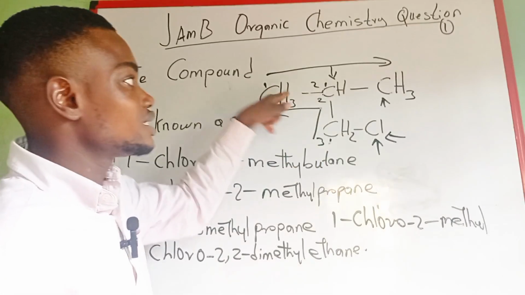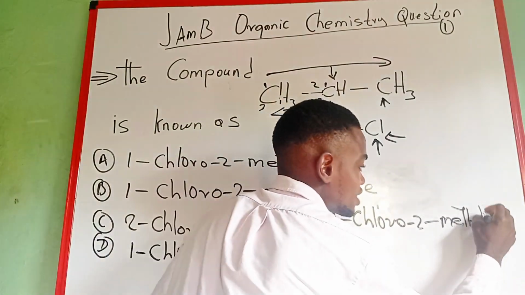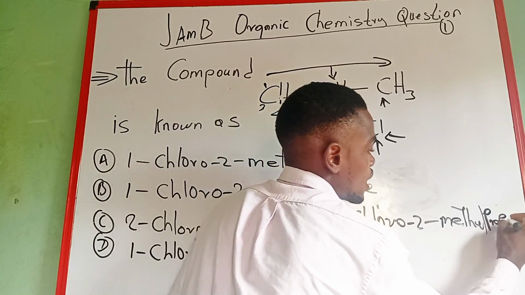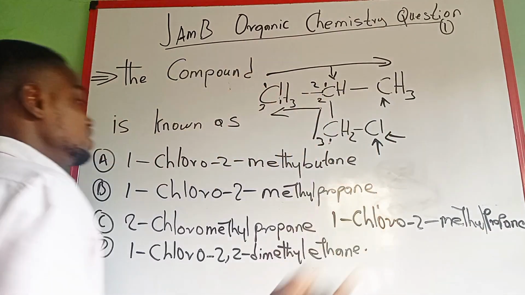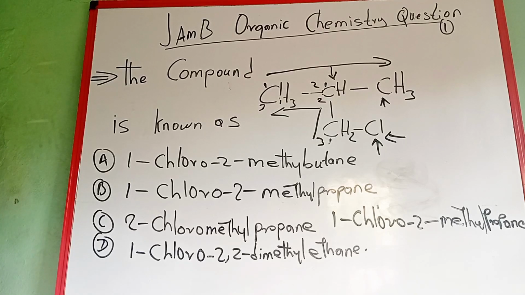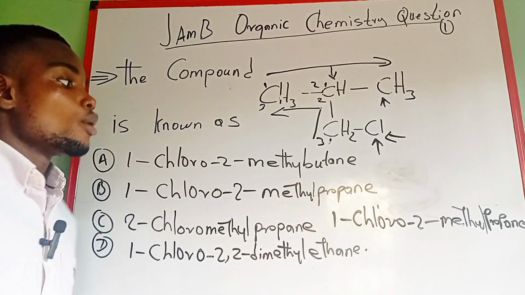Now I want to write the parent name. So the parent name is what? Propane, 1, 2, 3, prop. So we attach it here without giving any space, prop, and then you write ane because of the single bond. Can we find this in the options? So 1-chloro-2-methylpropane.